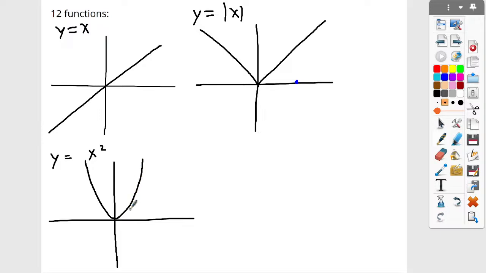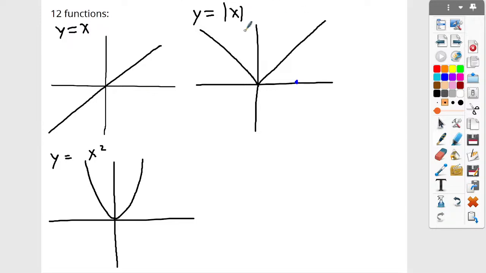X squared is a parabola. X squared also has an even exponent, and x squared is also something we call even. X squared is even because it is symmetrical about the y-axis. When you flip the right side of the graph to the left side, you will get the same graph. It has y-axis symmetry, so it's even.